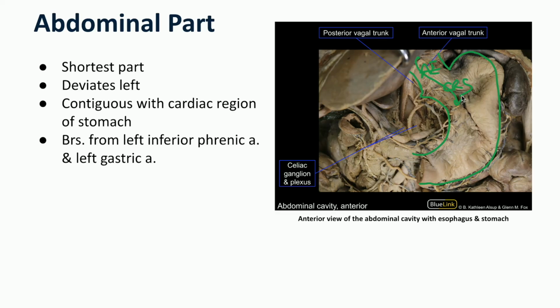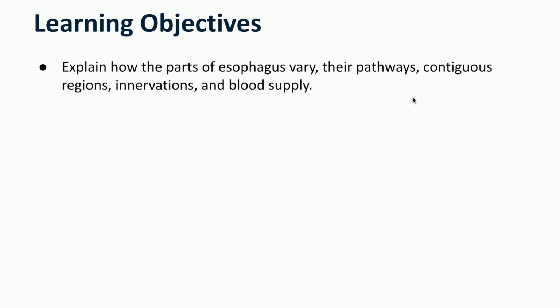The abdominal part is supplied by branches of the left inferior phrenic artery, which supplies the left hemidiaphragm, as well as branches of the left gastric artery, which we can see here, which arises from the celiac trunk off of the abdominal aorta. So we've discussed the esophagus, its parts, their pathways, their contiguous regions, innervations and blood supply.